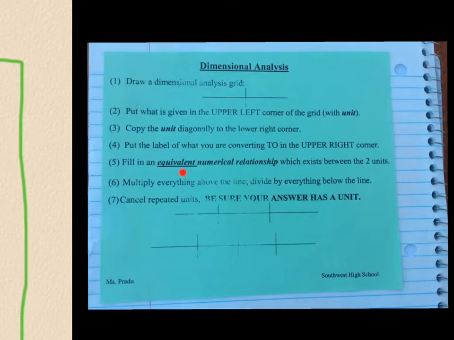Fill in your equivalent numerical relationship only after you have your 2 units down. That's what's going to help you determine what number goes where. There is a rhyme and reason to it. It's not just wherever it looks good or wherever you want to put your numbers. Multiply everything above the line, divide by everything below, cancel repeated units, be sure your answer has a unit.